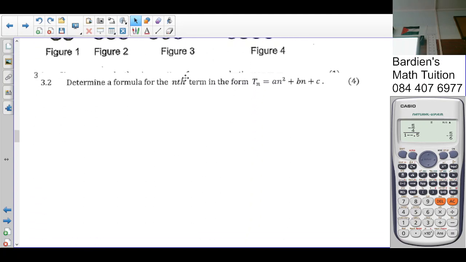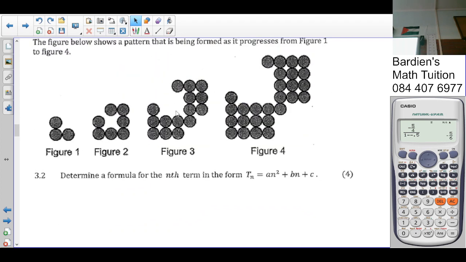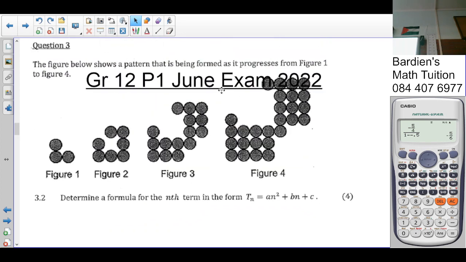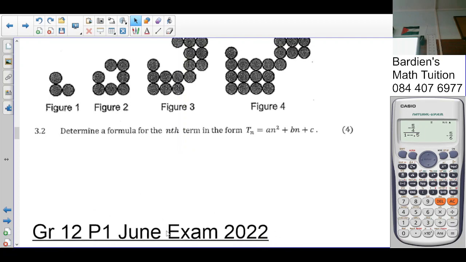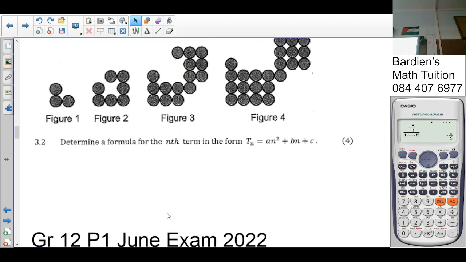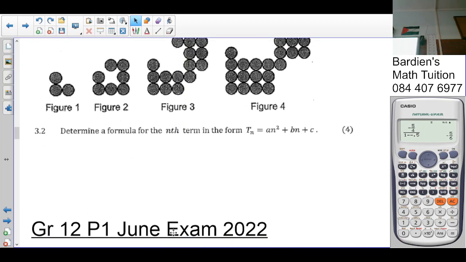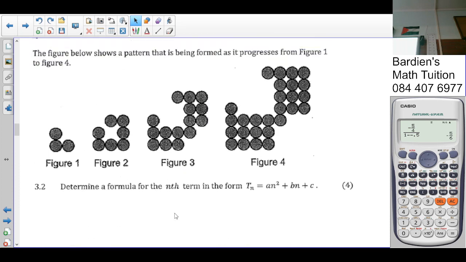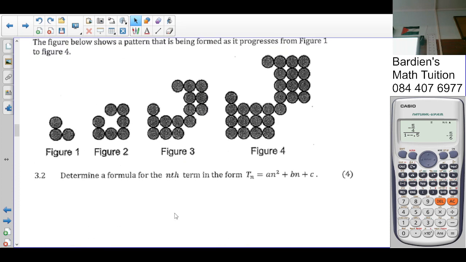In 3.2 it says, determine the formula for the nth term of this progression. So in the first term, how many circles do we have here? 3. Term 2, 7. Term 3, sorry, 15. Term 4, 27.